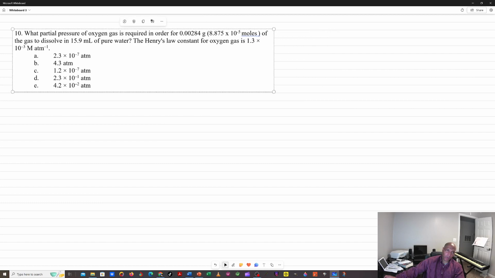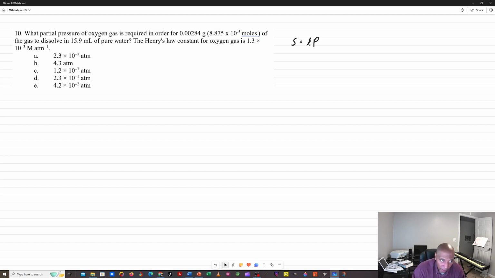Okay, so what partial pressure of oxygen? We're trying to find the partial pressure of oxygen required in order for 0.00284 grams, or 8.875 times 10 to the negative 5 moles, of the gas to dissolve in 15.9 milliliters of pure water. The Henry's law constant for oxygen is 1.3 times 10 to the negative 3 moles per liter. So again, they don't give us everything we need, because if you recall, Henry's law is S equals K times P. We're asked to find P. They gave us K, Henry's law constant, but they did not give us S.